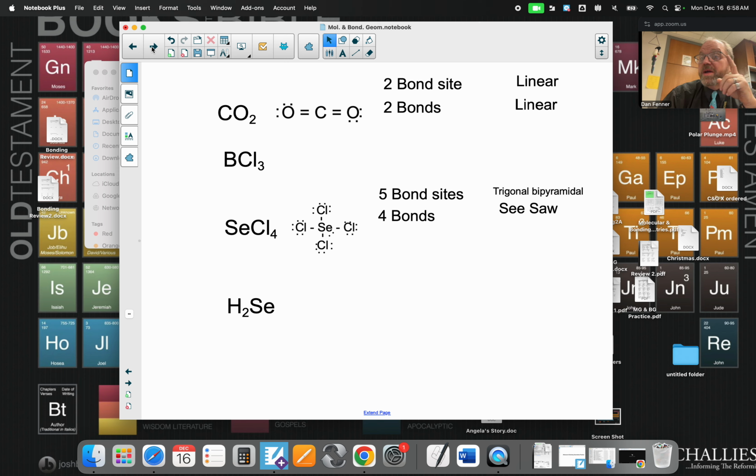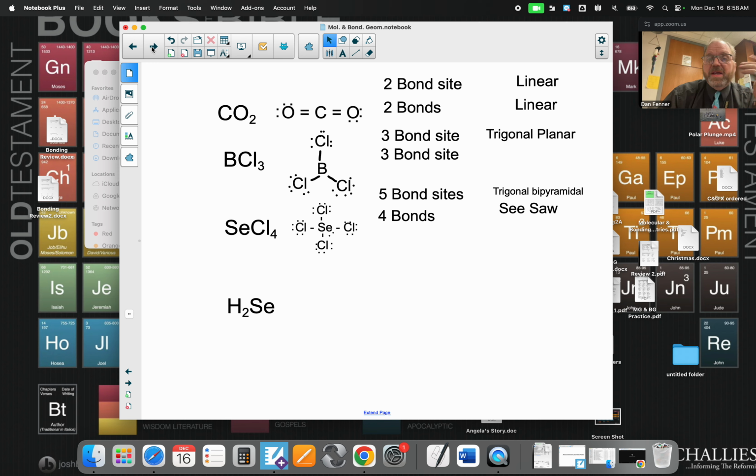All right, let's do the second one there. BCl3. Remember, boron's a moron. It's happy with 6. We don't need to go any farther. So there's boron trichloride. So therefore, there are 3 bond sites and 3 bonds. All right, structure looks like molecular geometry, trigonal planar, all in the same plane. And because molecular geometry and bonding geometry, bond sites and bonds are the same, bonding geometry is also trigonal planar.